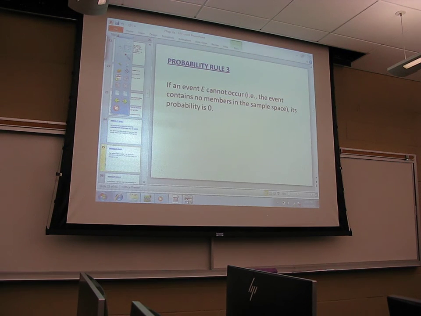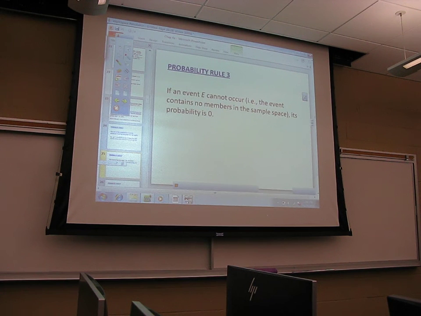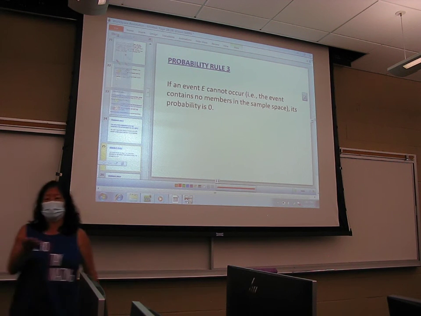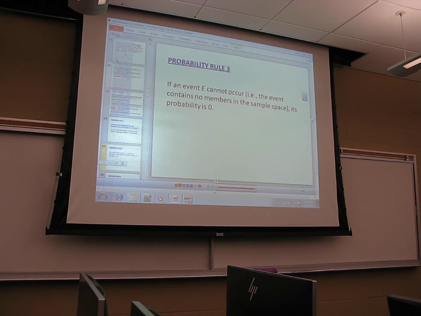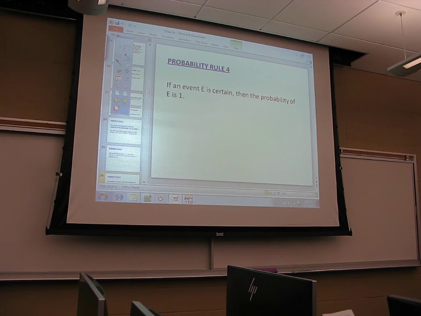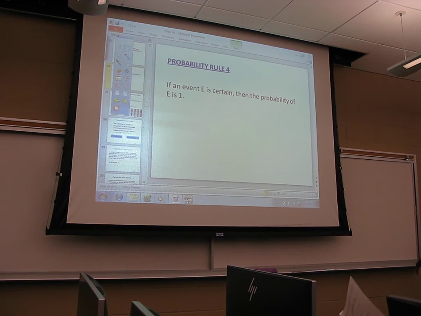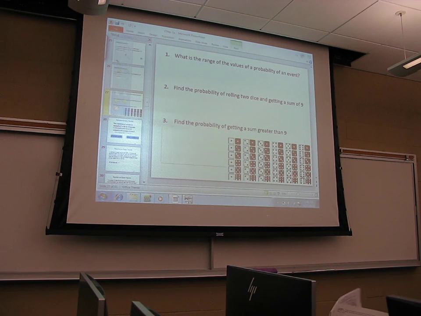All right, rule 3 is, I think, kind of a lame rule because it's kind of obvious. If an event E cannot occur, if it's impossible, its probability is 0. And rule 4 is also kind of, I think, ridiculous. If an event is certain to happen, then the probability is 1, 100%. Okay.